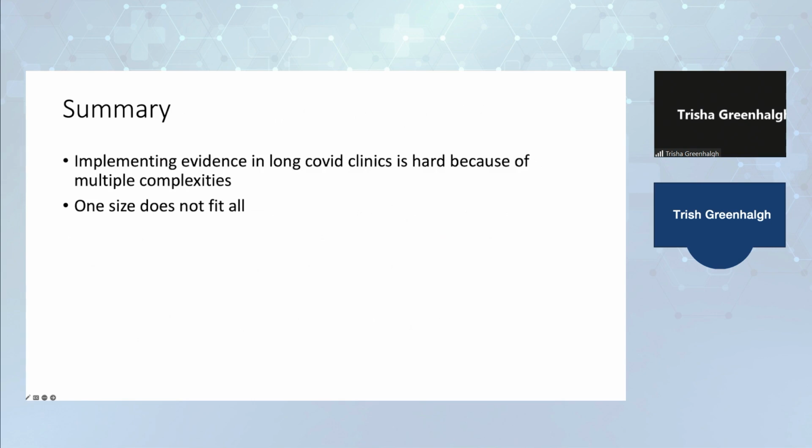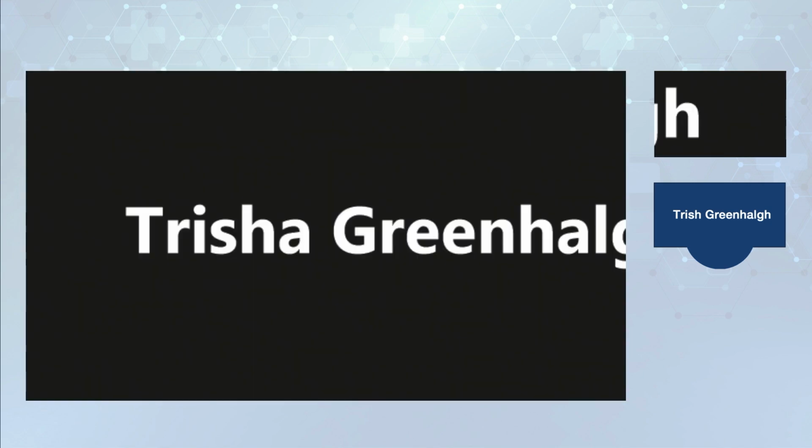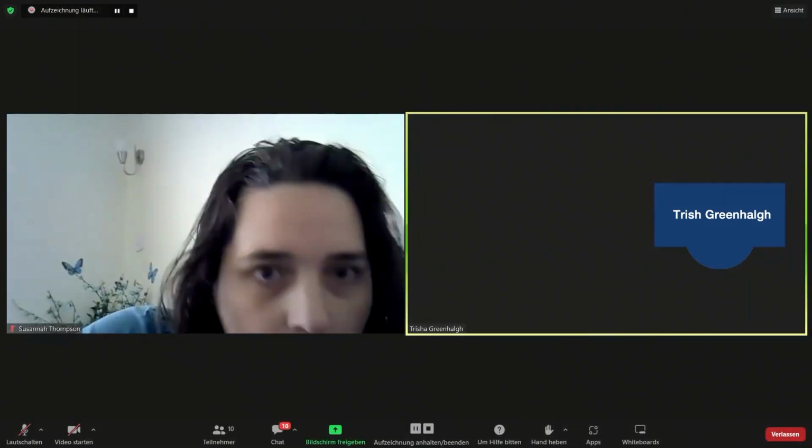So in summary, implementing evidence in long COVID clinics is difficult because of multiple complexities. And I am increasingly of the view that one size doesn't fit all. These clinics are never going to look the same in every setting because of the path dependencies and the very kind of local emergence that characterizes those clinics. So I think I have now finished. I will hand back to the chair.